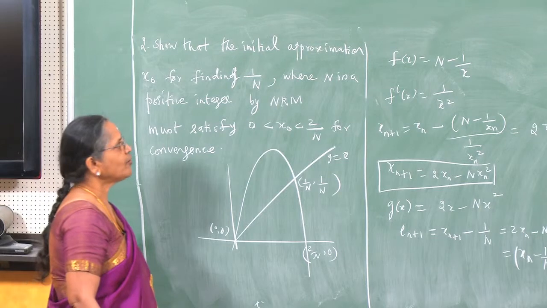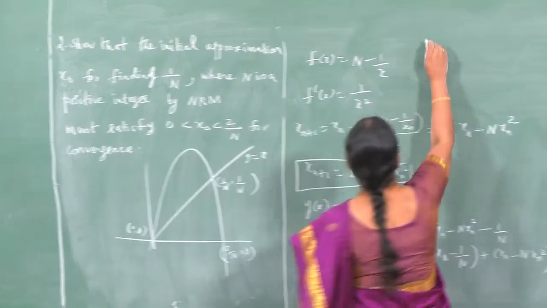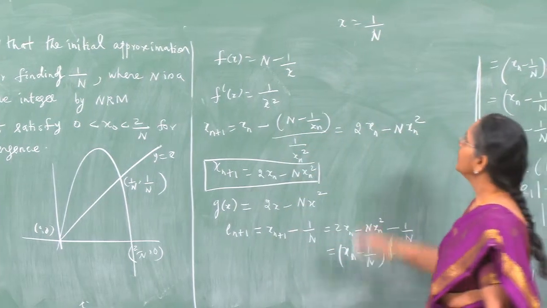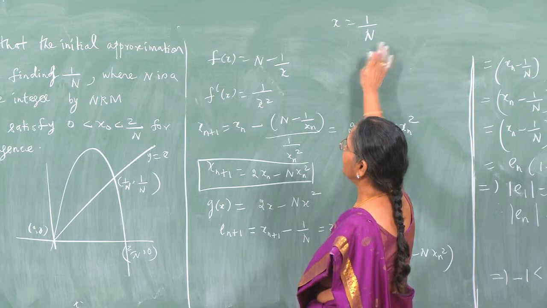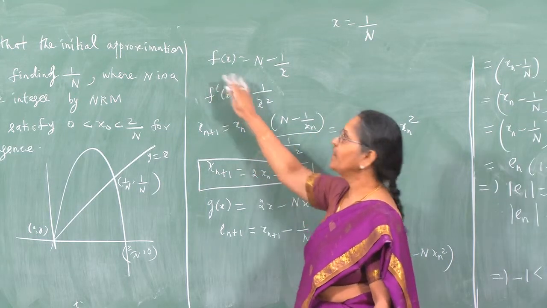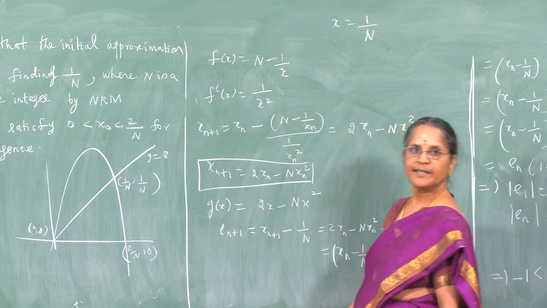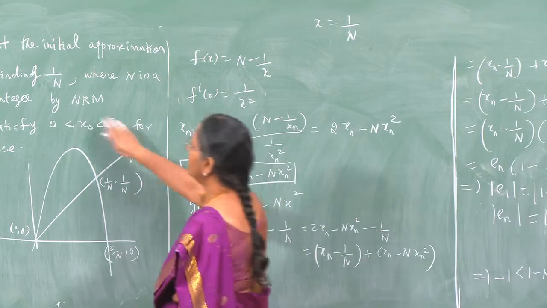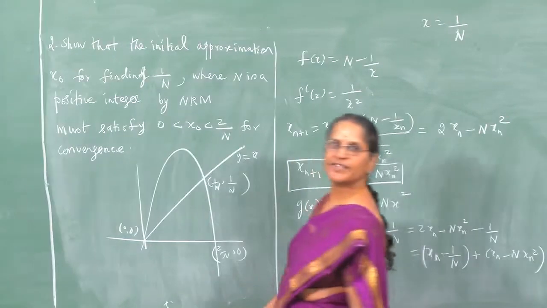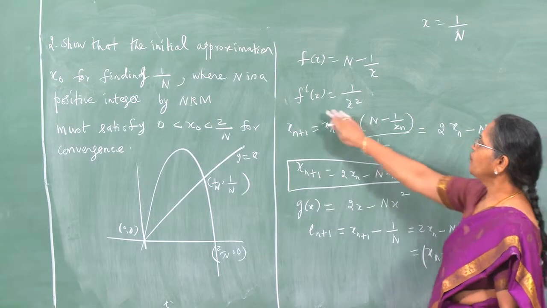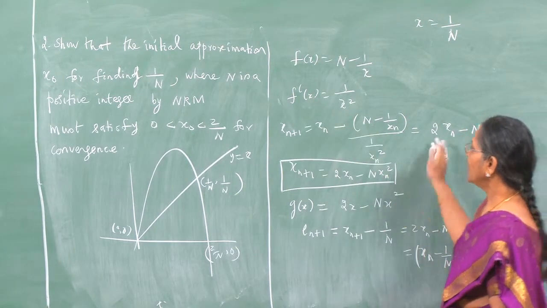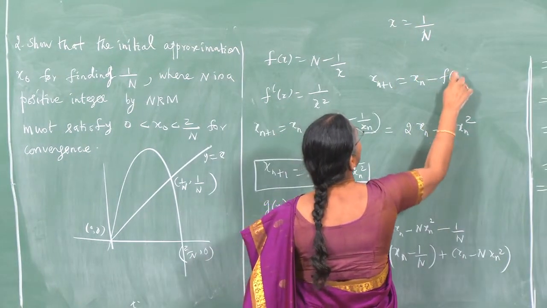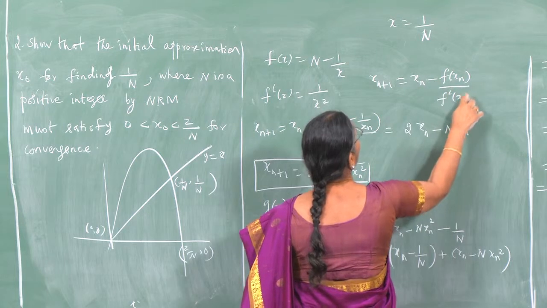So, what is it that we want to solve? We want to find that x which is the reciprocal of the positive integer n, or n is 1 by x. So, we need to solve the equation f of x is n minus 1 by x. So, we would like to apply Newton-Raphson method, and it is also given in the problem to solve by Newton-Raphson method. So, I compute f dash of x, and Newton-Raphson method is xn plus 1 equal to xn minus f of xn by f dash of xn.